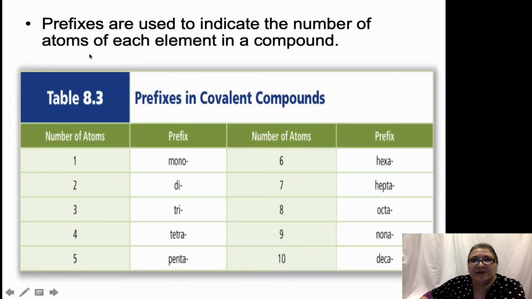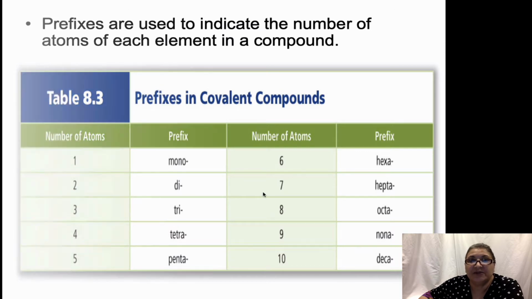Okay, before we start, you want to either copy this page or print it out. These are the prefixes that we're going to be using. One is mono, di, tri, tetra. So go ahead and pause and copy or print.